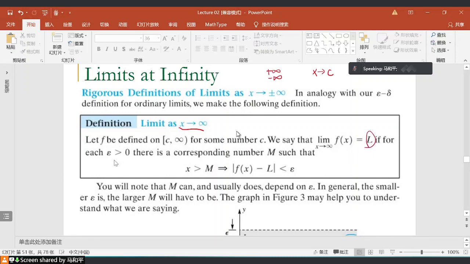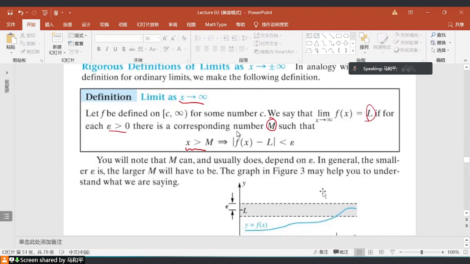if for each epsilon greater than 0, there is a corresponding number M, such that, because x gets larger and larger without bound, x greater than M implies the absolute value of f(x) minus L is less than epsilon. We note that M can, and usually does, depend on epsilon in general. The smaller epsilon is, the larger M will have to be.